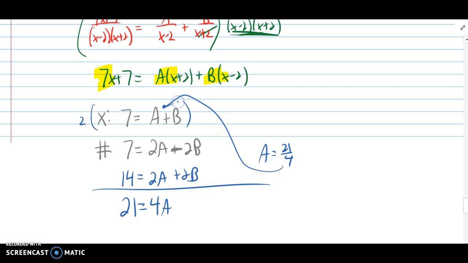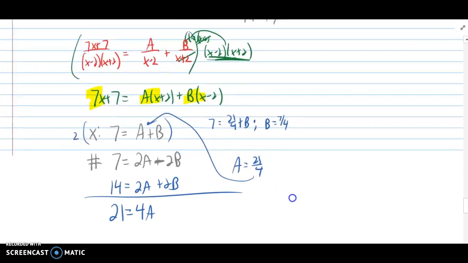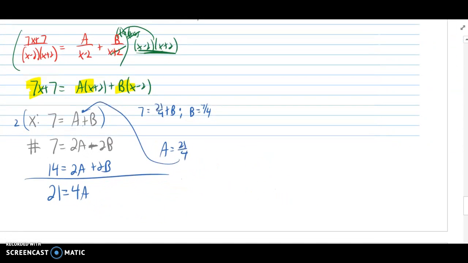Plug that in over here. So then 7 equals 21 over 4 plus b. We solve that. We get, let's see, take 28 over 4 minus 21 over 4. b is 7 over 4. Now we're ready to write our answer.